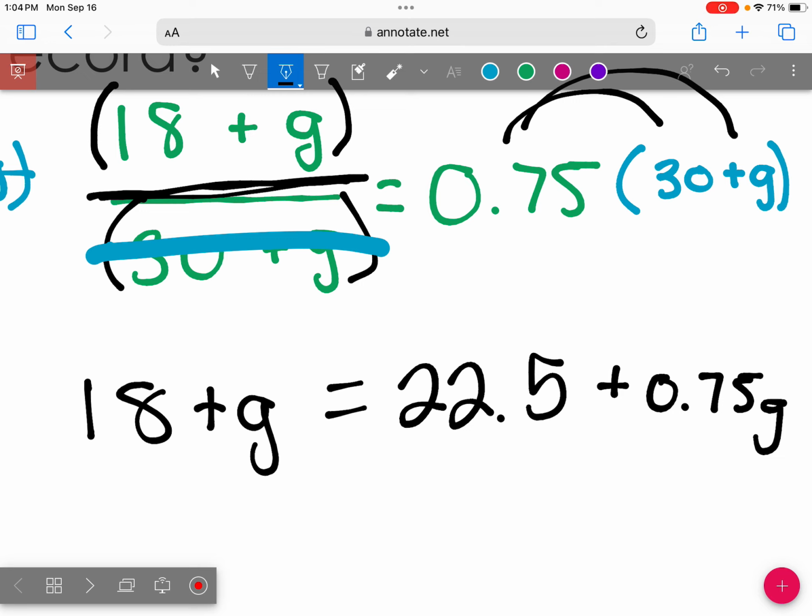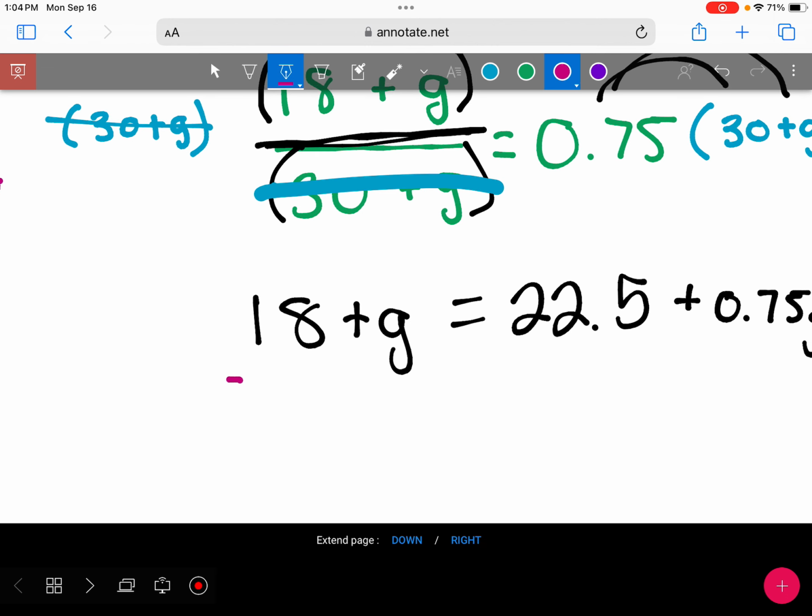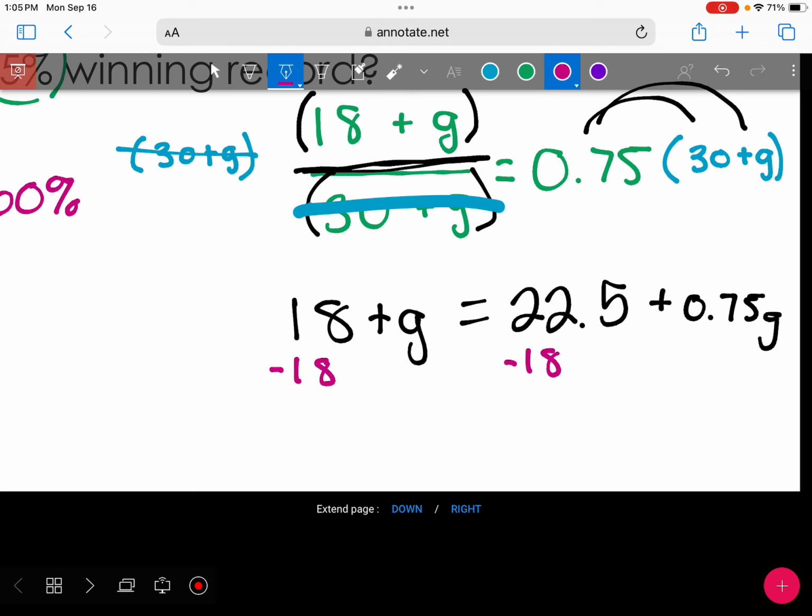Yes, 22.5. Don't we subtract 18 so they added to G? Yeah, we can absolutely subtract 18. Guys. Oh my gosh. No, subtract 18 plus G minus 0.75. I was going to say we subtract the 18. The 18's not attached to the G. First one I heard was minus the 18. Minus 0.75, 4.5. And we need to get our G's together too. So I'm also going to subtract my 0.75 G.